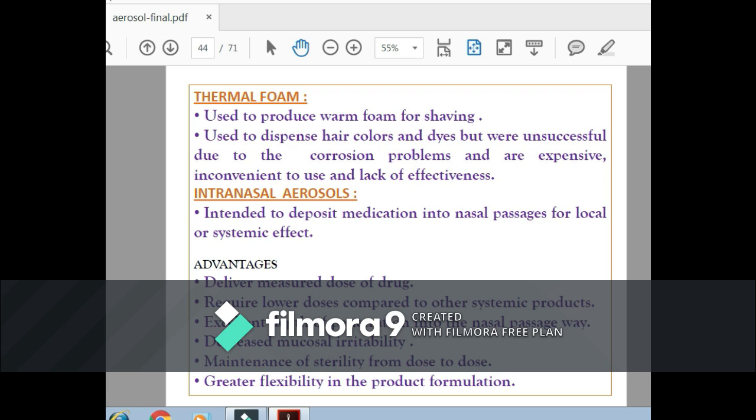Then intranasal aerosols. Generally intranasal aerosols are intended to deposit the medicament into the nasal passage for a local or systemic effect.